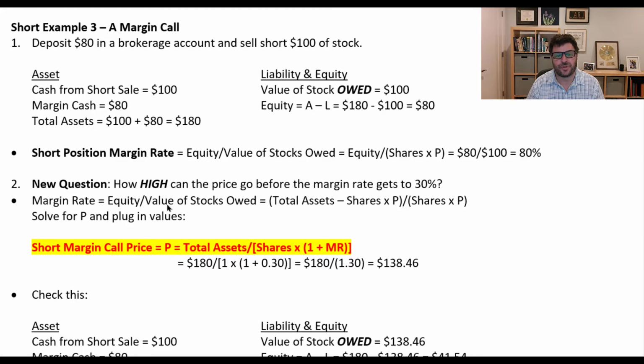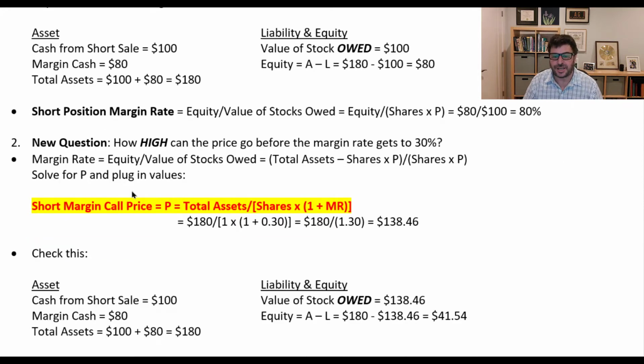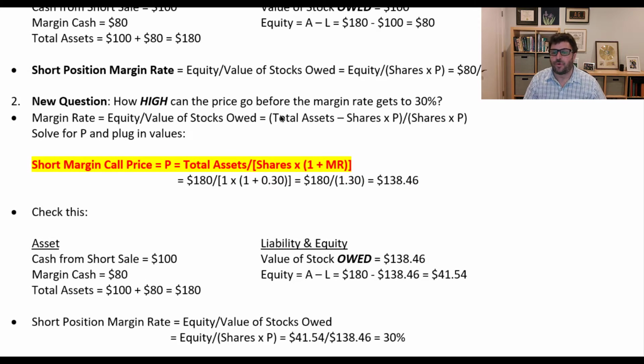So again, we're going to deposit $80 in a brokerage account and sell short $100 worth of stock. And so the cash from the short sale is the 100. We put up $80. Our total assets is 180. The value of the stock that's owed, we owe one share valued at $100. So we owe $100, and the equity is the 180 minus the 100 is the $80. The short position margin rate is again the equity value, the equity divided by the value of the stock owed, and so that's 80%. So the new question is, how high can the stock price go before the margin rate again gets to 30%? That's the magic number.